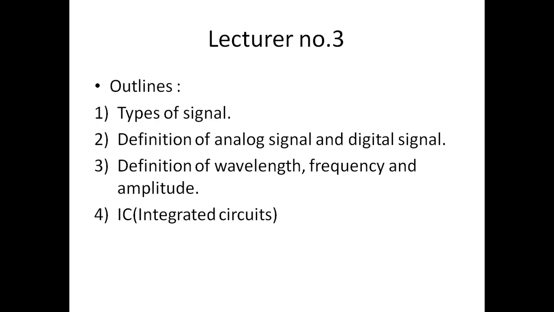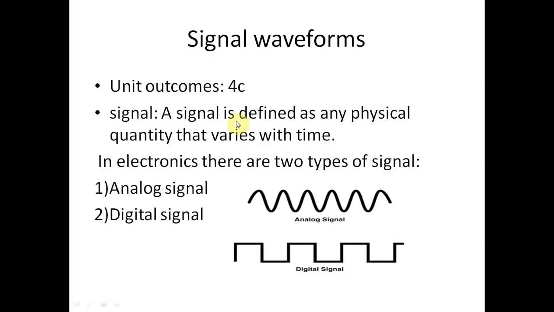Hello, in lecture number 3 of electronic components and signals, these are the outlines. First is the types of signals, second is the definition of analog signal and digital signal, third is the definition of wavelength, frequency and amplitude, and fourth is the integrated circuit. Now, first one is signal waveforms. There are different types of waveforms available in electronics.